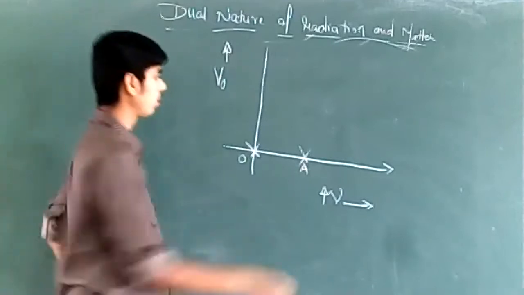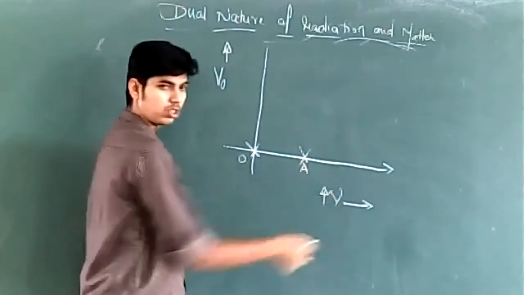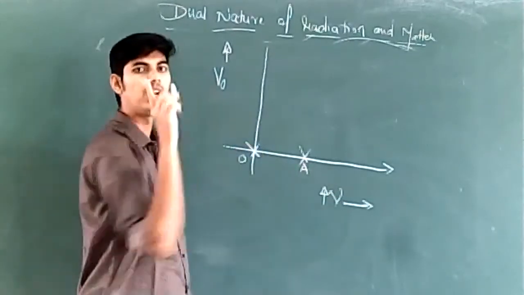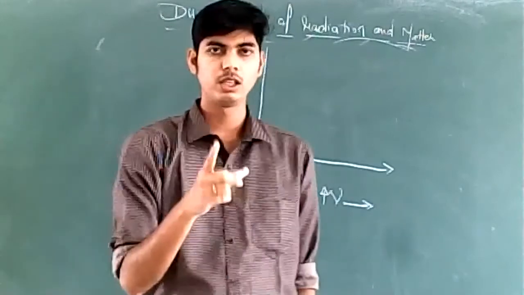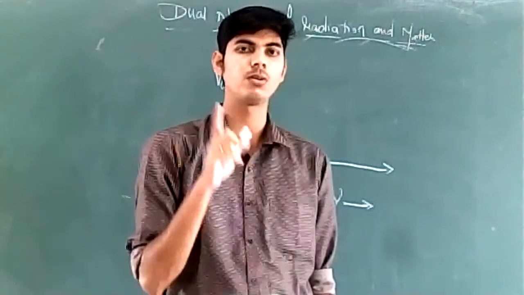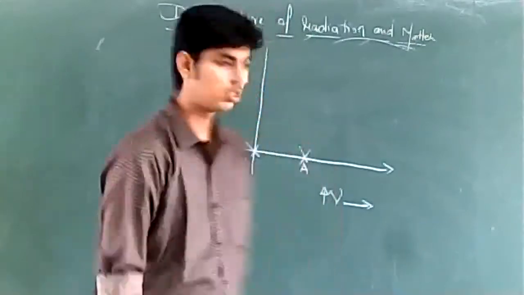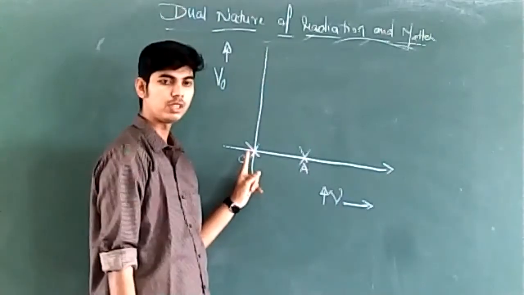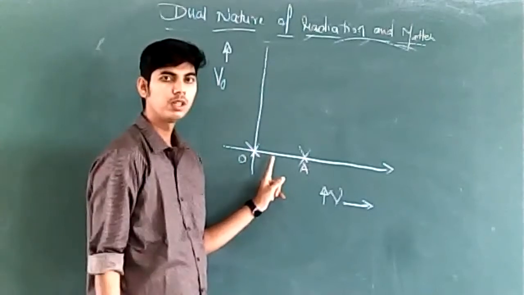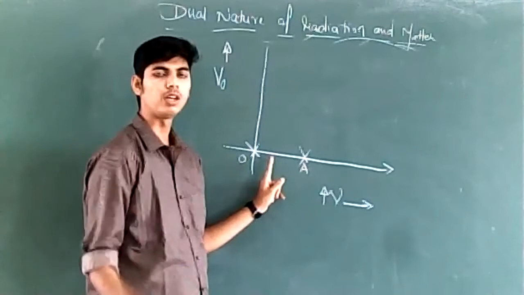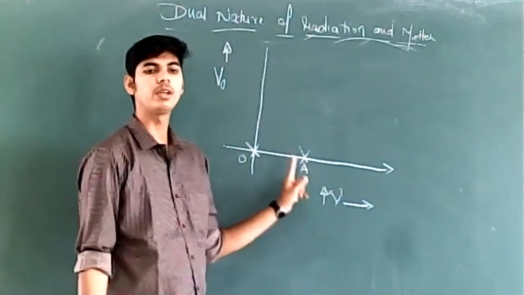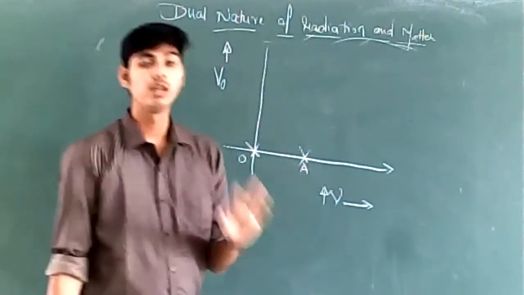Think a little about why. On the x-axis we have plotted frequency of incident light. At the origin, frequency of incident light will be 0. Will photoelectrons get emitted if the frequency of incident light is 0? No. If frequency is 0.1 into 10 power 15 hertz, no photoelectrons are emitted. At 0.2 into 10 power 15 hertz, no photoelectrons are emitted. At 0.3 into 10 power 15, no.